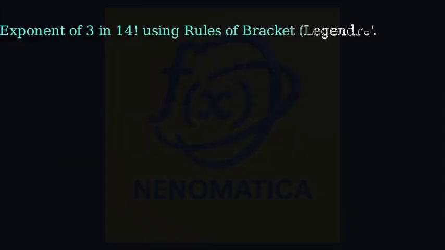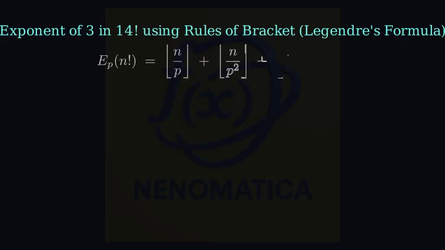In this lesson, we will solve a classic factorial problem using the rules of brackets, also known as Legendre's formula. Our goal is to find the exponent of the prime 3 in 14 factorial. We will follow the exact 3-step algorithm. Set up the brackets, compute each bracket using the floor, and add the results. The formula says the exponent of a prime p in n factorial equals the sum of floors of n divided by powers of p. That is, the floor of n over p plus the floor of n over p squared plus the floor of n over p cubed, and so on until the powers exceed n.